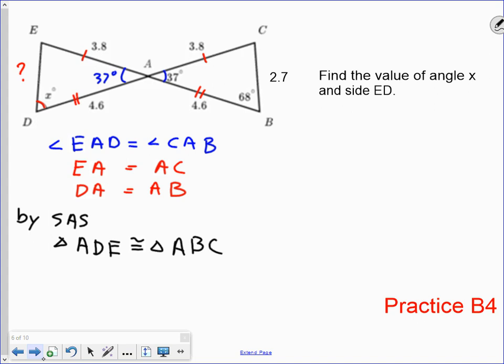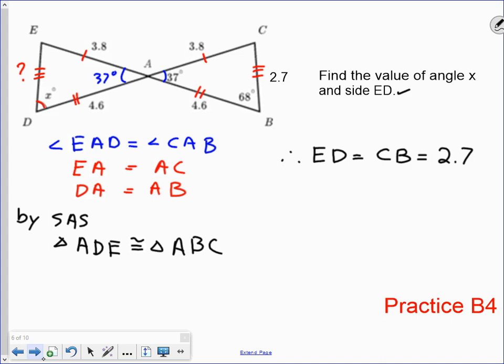So once I know these triangles are congruent, I know that corresponding sides have to be the same length, and corresponding angles have to be the same. So the only sides I have left are CB and ED, so I can say right away that side ED has to be equal to CB, which has to be 2.7. So that was one of the things that they wanted us to find.